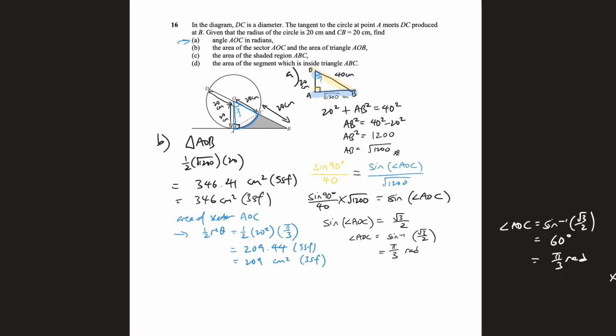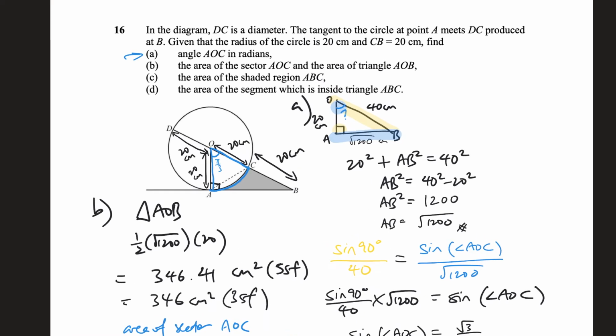Okay, now let's look at the area of shaded region ABC. So where are we looking at? ABC, but this is the shaded region. Oh, that's good news because we just found the area of the sector AOC, the blue one, and we already found the area of the triangle AOB, which is this one.